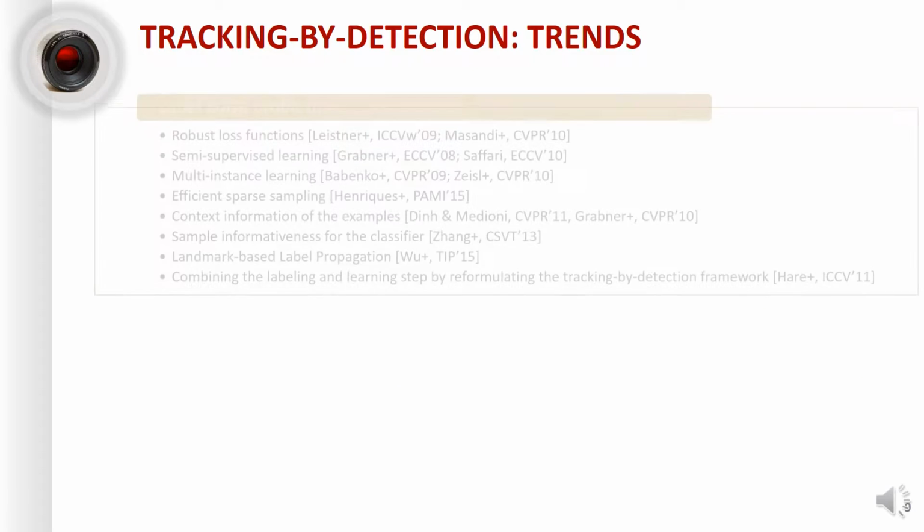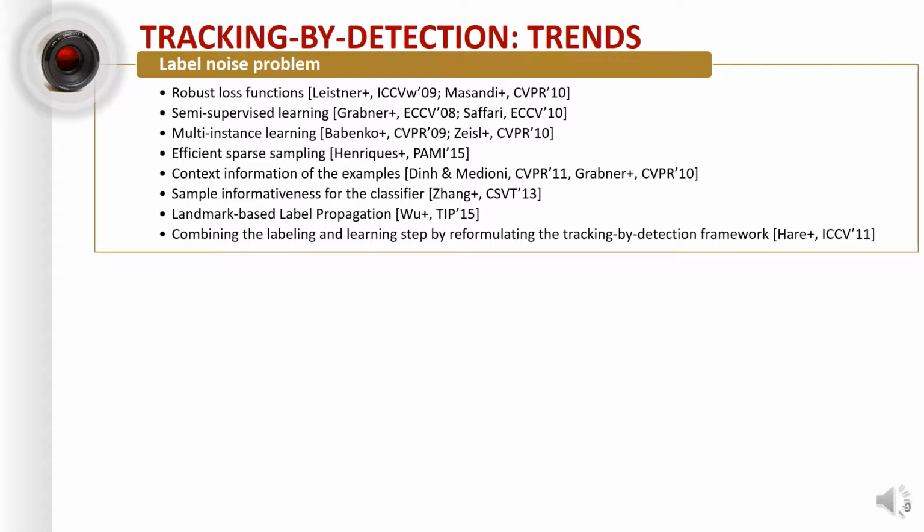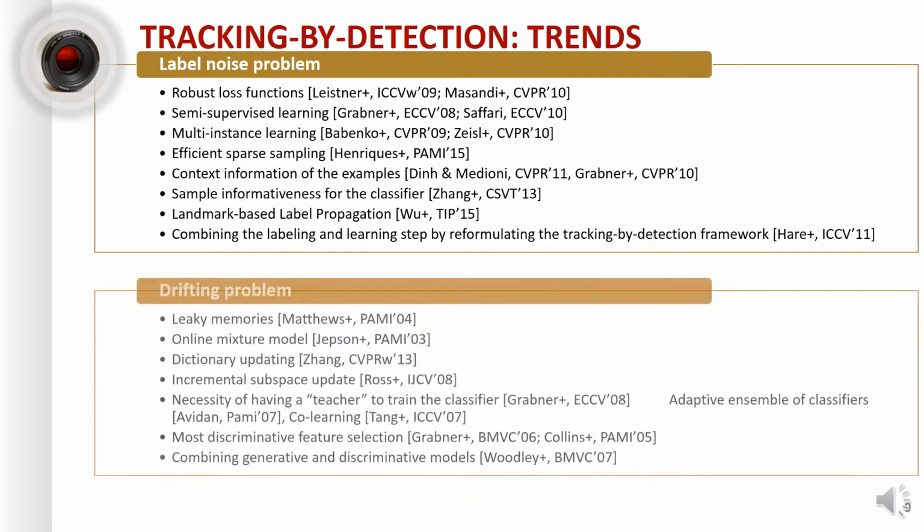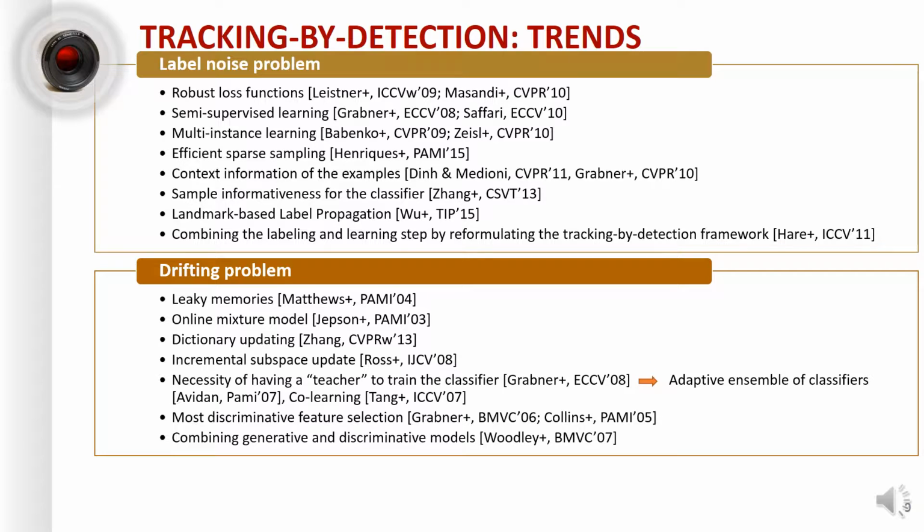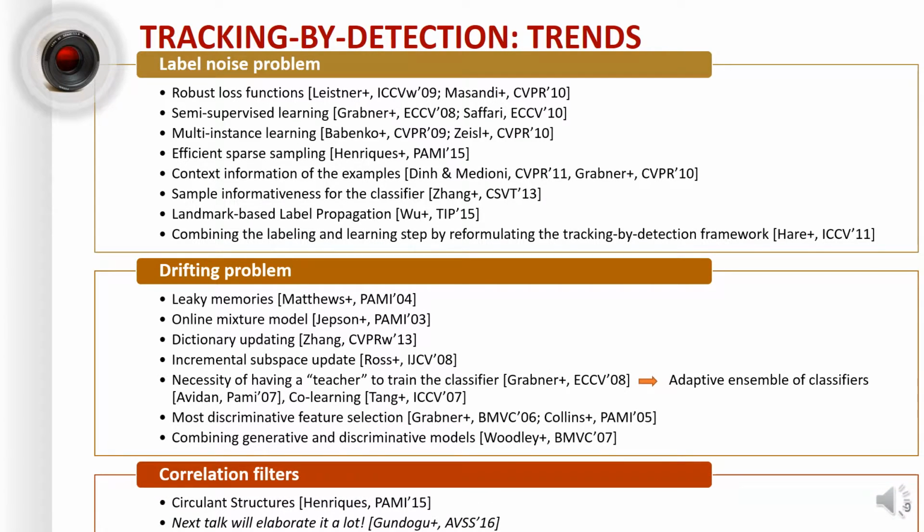Looking at recent literature on tracking by detection, one can easily distinguish a strong focus on several major problems. Two of them are the main ones: label noise problems and drifting problems. And we have other trends, something like correlation filters, that I'm sure the next talk will elaborate on significantly for you.